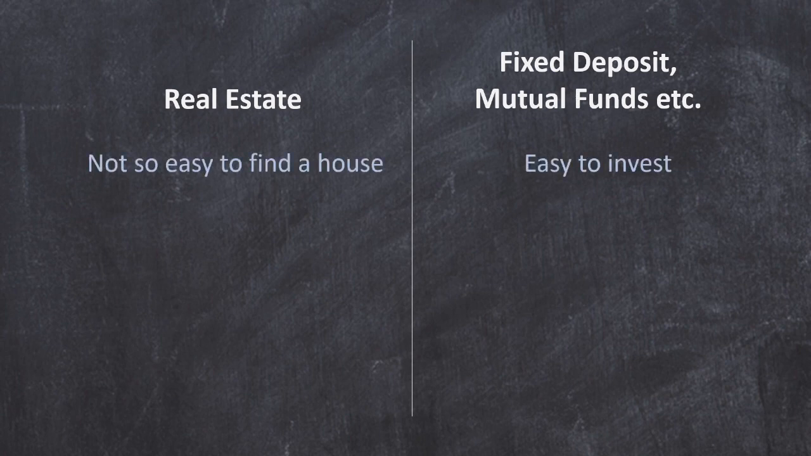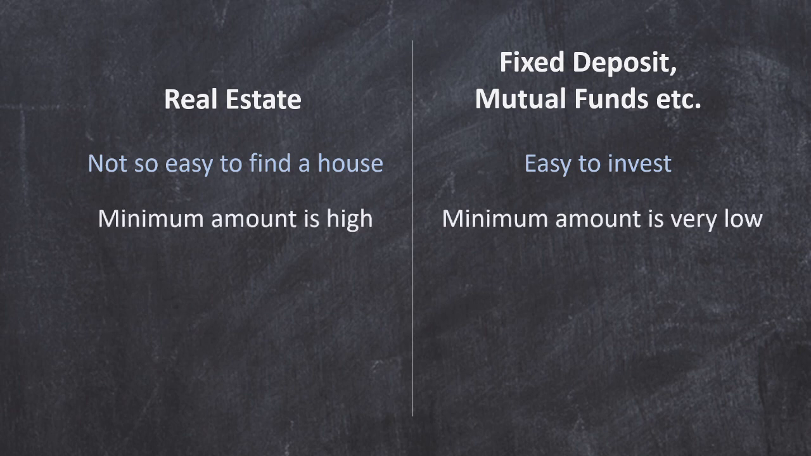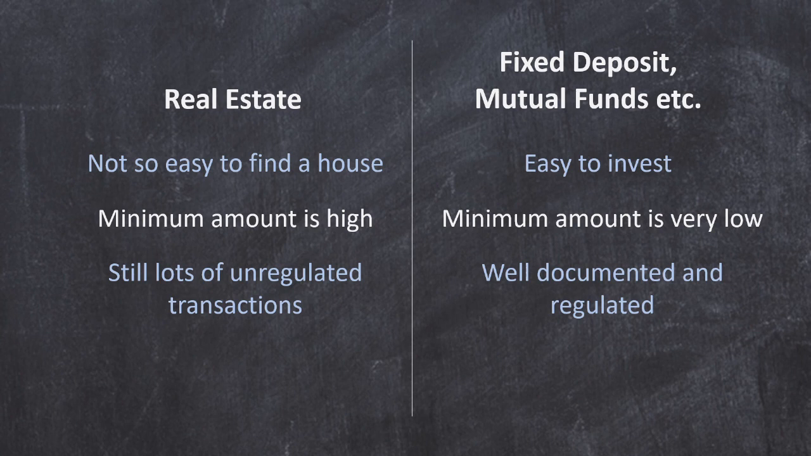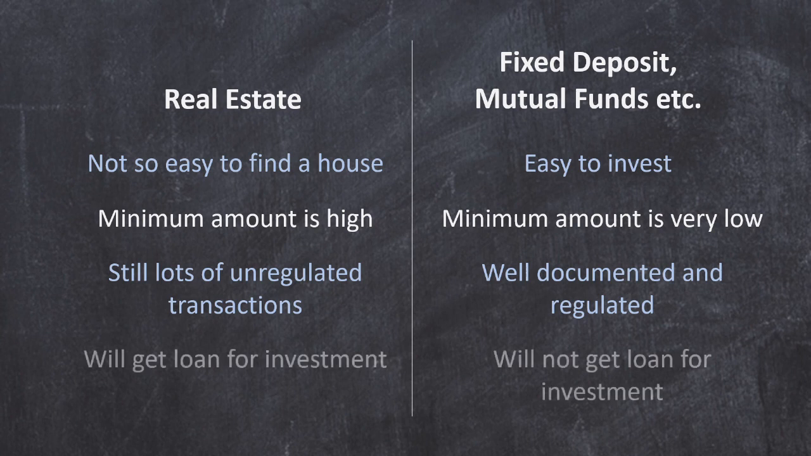When you buy a house, it's not easy to find one whose value will appreciate the way you desire. Whereas mutual funds and fixed deposits are literally armchair investments. You can sit at your desk and do all the research you want. The minimum amount for real estate is very high, but for a mutual fund, it's as low as 500 rupees per month. Even with the real estate regulatory authority around, there are still a lot of unregulated transactions happening in real estate. Whereas almost everything in the share market and banks is regulated by RBI and SEBI. Also, as we saw before, you will get a loan for investing in real estate at a comparatively low interest rate of 9%, but you will not get a loan for investing in FD and mutual funds. So you have a good head start in real estate.